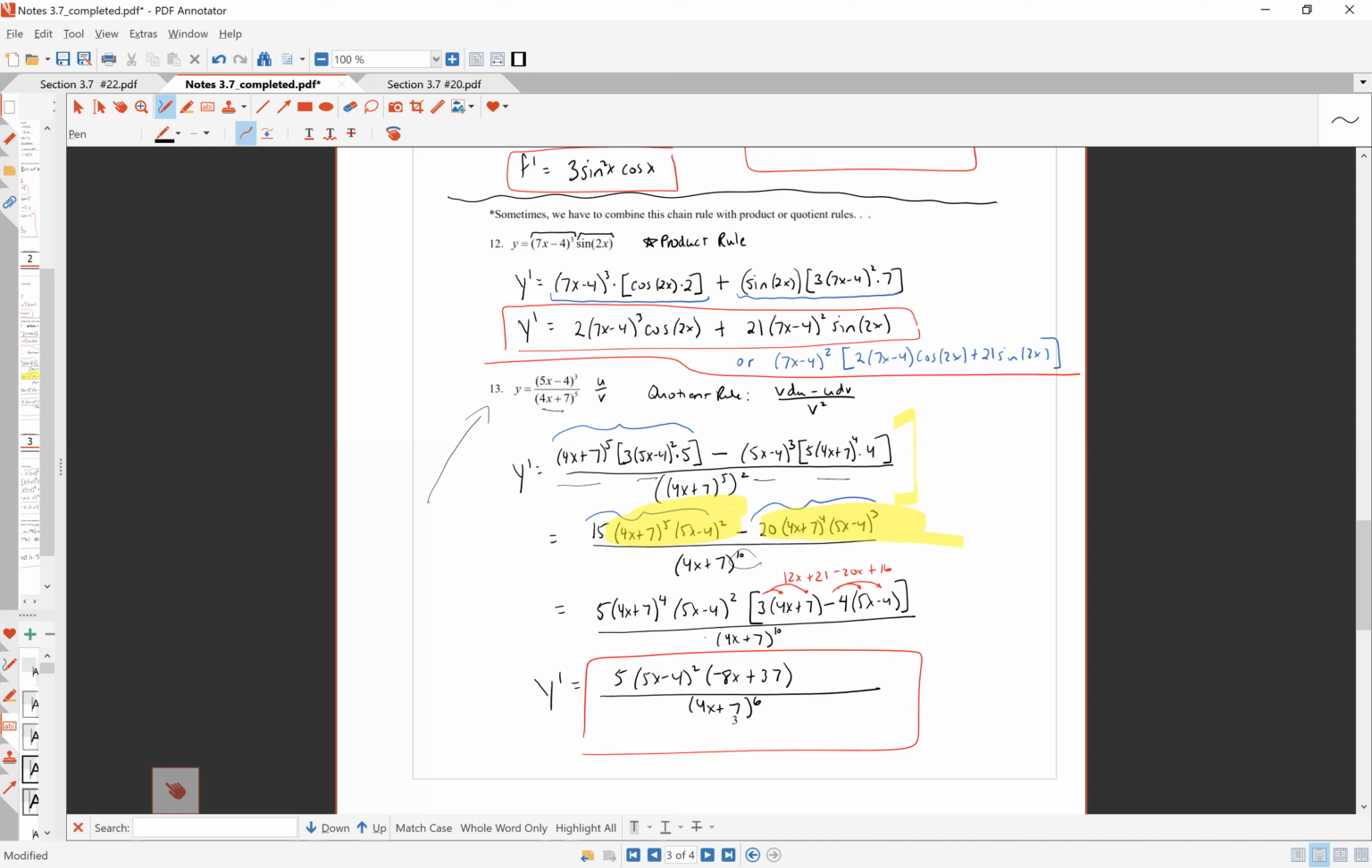In this case, you can even cancel. When you factor out, you have 4x plus 7 raised to the fourth over 4x plus 7 to the 10th. Then you use the laws of exponents: 4 minus 10 is negative 6. So you lose that factor of 4x plus 7 to the fourth from the numerator. But that's just all algebra. The one thing about calculus is that there's a lot of algebra, and if we start making mistakes in our algebra, we get the problem wrong.